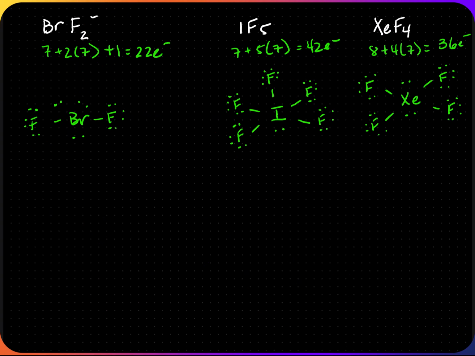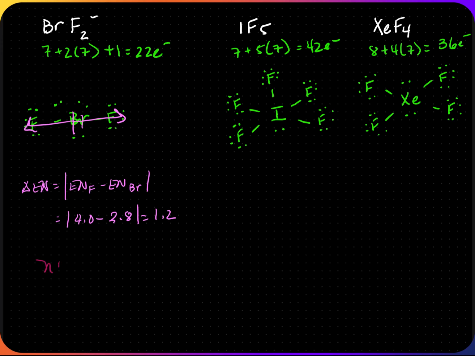Now let's look at these structures, BrF2 minus. So here we have the electronegativity difference between Br and F. F is 4, Br is 2.8. This is equal to 1.2. So each bond is polar, and the polarity goes towards the fluorine. And so the bonds are polar. However, the overall molecule is nonpolar.